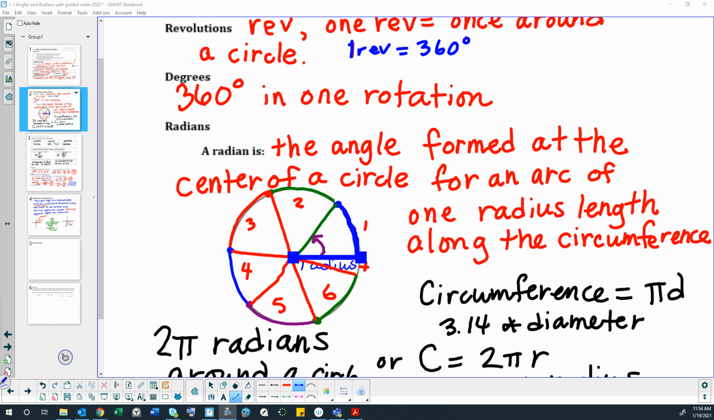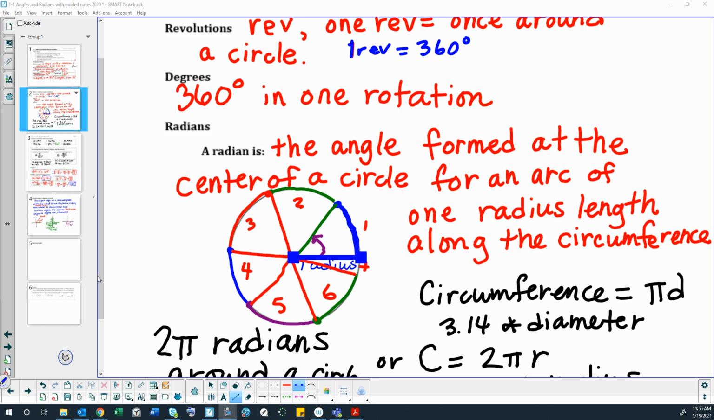Now the thing is, we don't like things to be approximate. Whenever possible, we like things to be exact. We like to leave logarithms exact, right? We like to leave square roots exact. We don't like to get those decimals that go forever and don't terminate or repeat. And so because of that, even though it's technically approximately 6.28 around the circle, we are going to do these radian things in terms of pi.